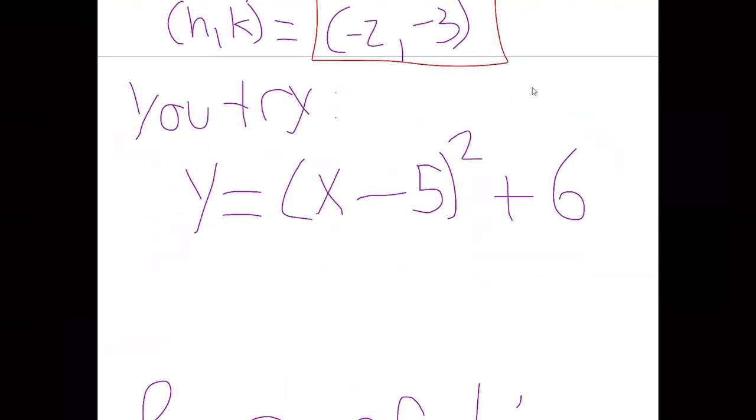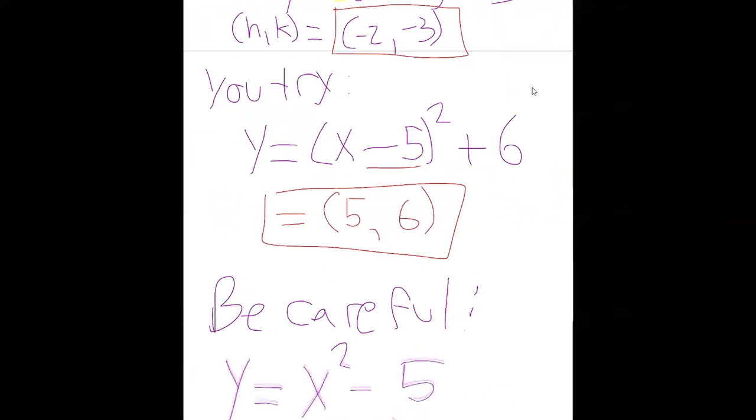How about you guys give this one a try? We have y equals the quantity of x minus 5 squared plus 6. What would the vertex in a question like this be? Well, if you gave it a try, you should have noticed that you have a minus 5 on the inside, so you're going to flip that to a positive 5, and then your outside number stays the same. So your first point on your graph would be at 5 comma 6.